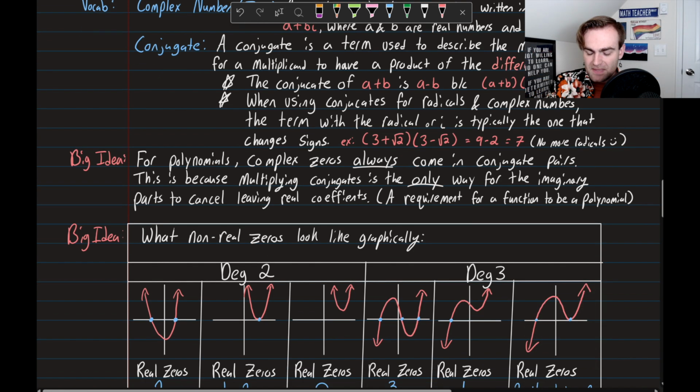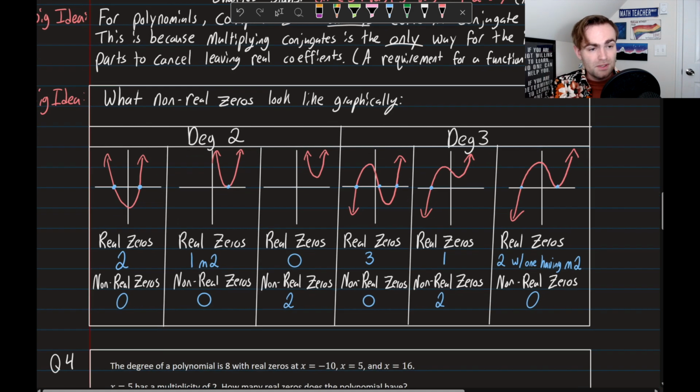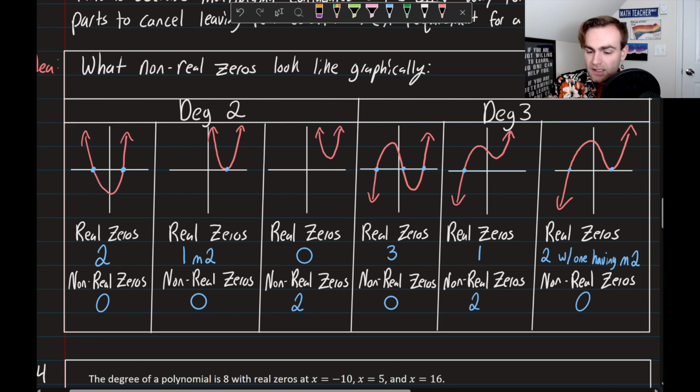What does that mean graphically? So that's all fine and dandy. That's a lot of words. You might have to pause to get any of that down if you're wanting to. So graphically, zeros are where the graph or the curve crosses the x-axis, right? So typically, you probably are used to the one all the way to the left where we cross twice. We have 2 real zeros, so we have 0 non-real zeros.